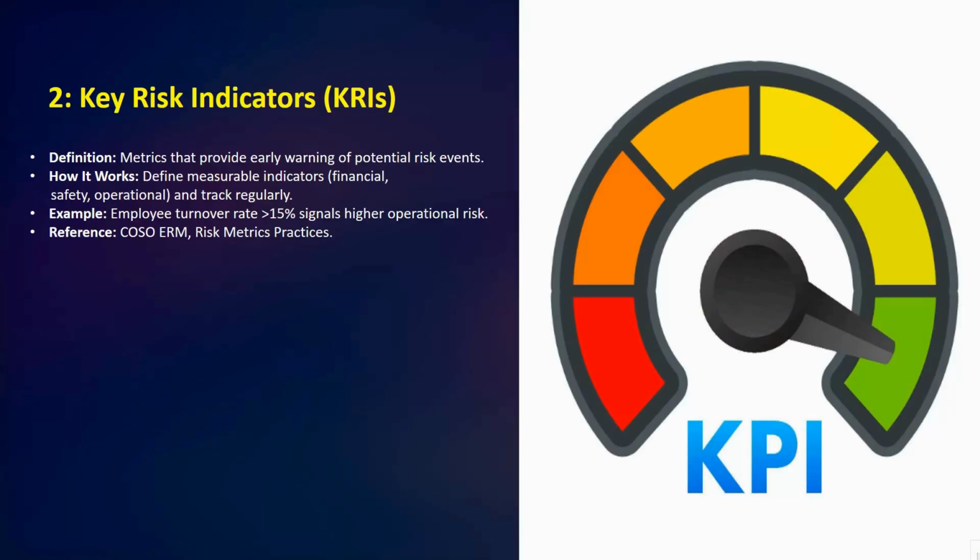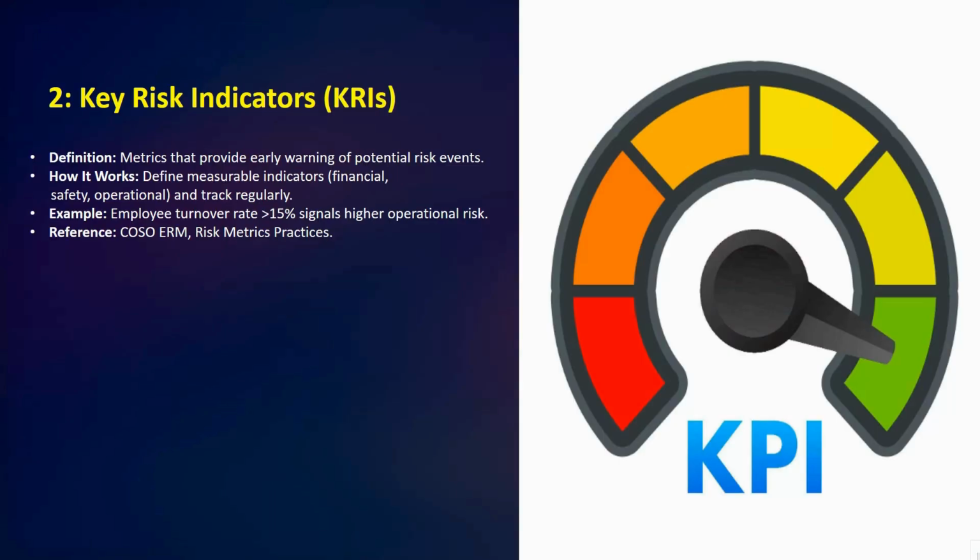Next, we have key risk indicators. Key risk indicators are measurable signals that help to track potential risks. They act as an early warning, showing when certain risks may increase. These indicators often focus on areas such as finance, operations, or safety. By monitoring these indicators, teams can respond quickly and prevent large issues.